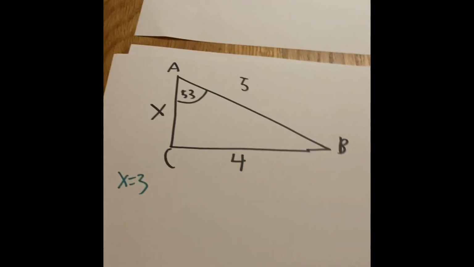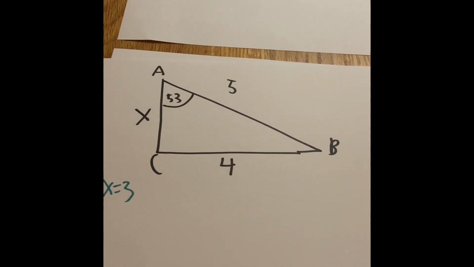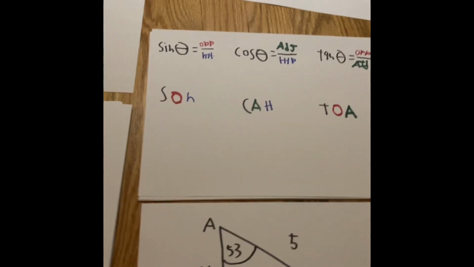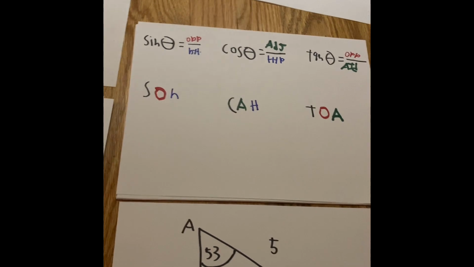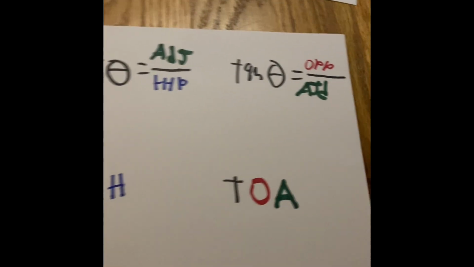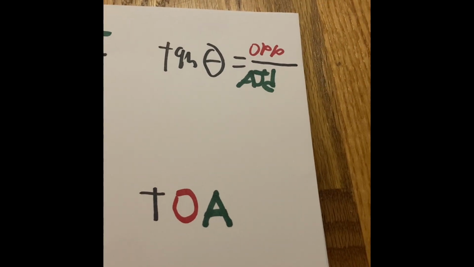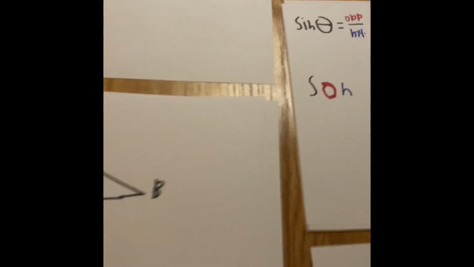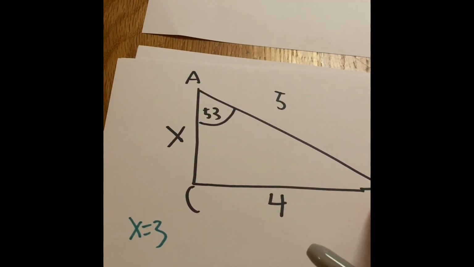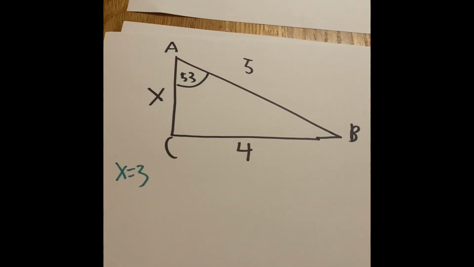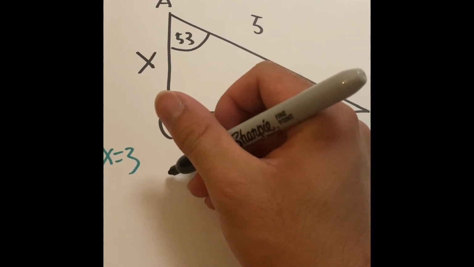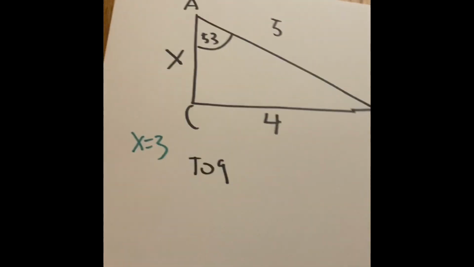But imagine if we never knew what x is. What can we do? We can definitely use one of the SOHCAHTOA formulas, but which one should we use? If we use TOA, opposite divided by adjacent, we can find it, because we have the opposite and the adjacent right here. So TOA is going to be our strategy selection.